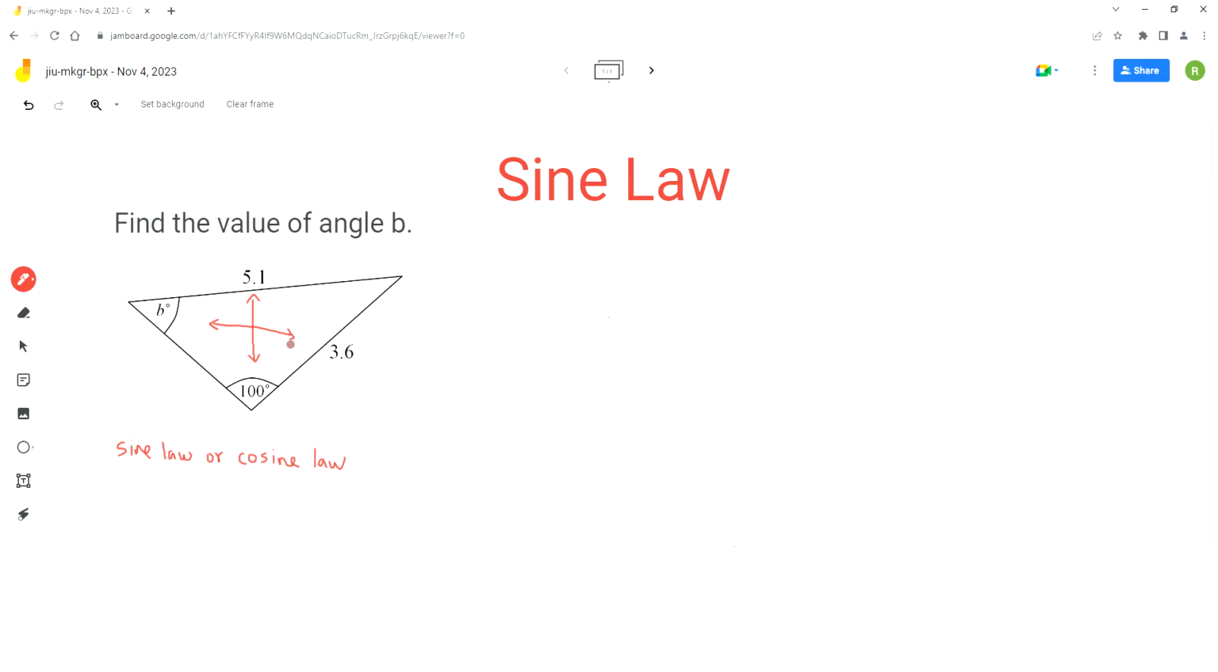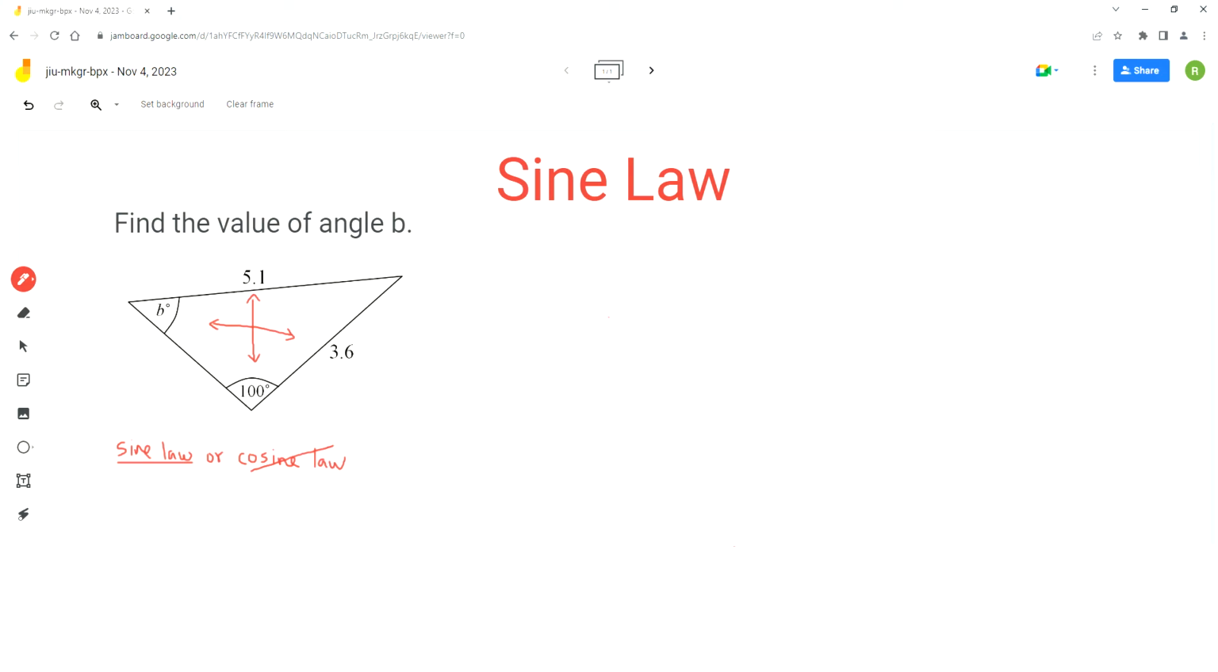Now in this kind of a setup where we know a value of an angle and its opposite side length, and we know another side length and we have to find the angle opposite to that side length, we use sine law. So in this case we will use sine law, not cosine law. So this is a very important step you have to understand and memorize. Now the next step is to write the sine law equation.